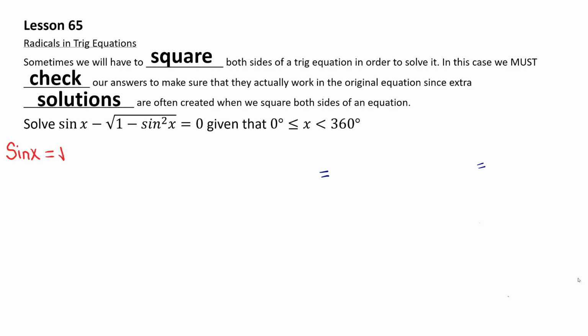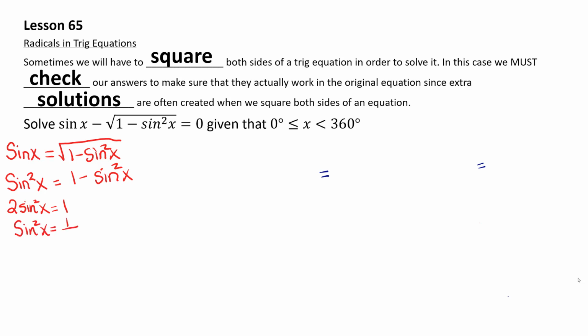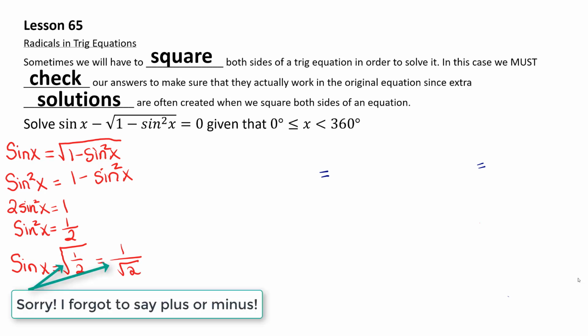So we've got sine x is equal to the square root of 1 minus sine squared x. We just added that on both sides. Now we're going to square both sides. We'll have sine squared x equals 1 minus sine squared x. And then we are going to add sine squared x on both sides. So we'll have 2 sine squared x equals 1. Divide by 2 on both sides, and we'll get sine squared x equals 1/2. And then we have to take the square root on both sides so that we have sine x equals 1 over the square root of 2.